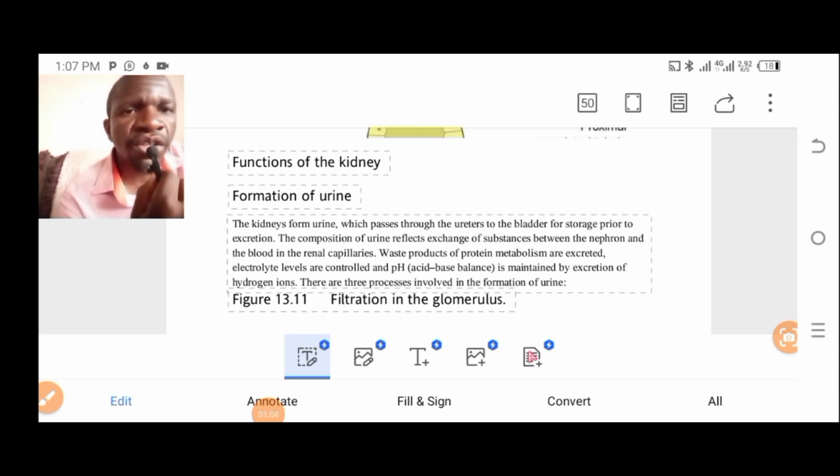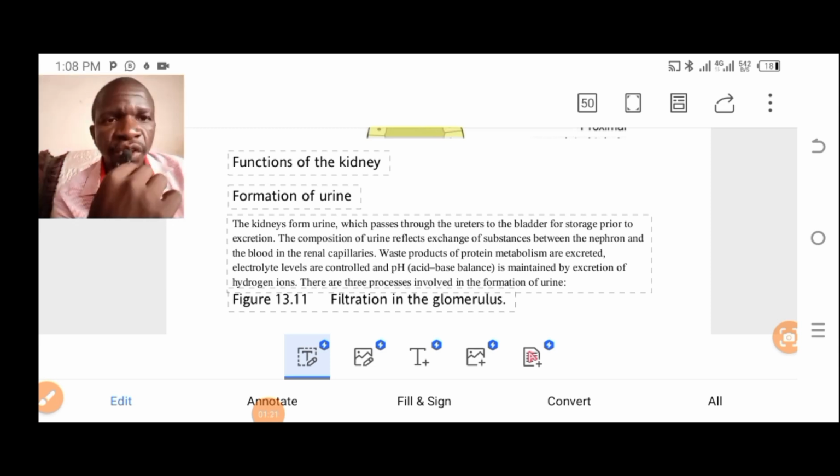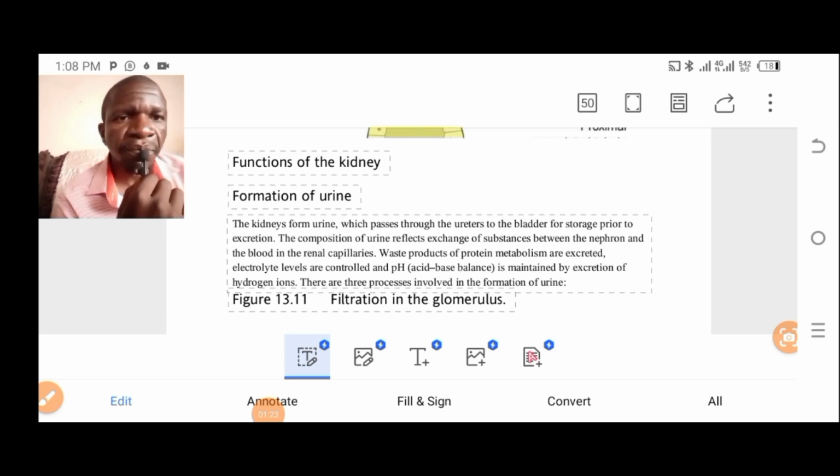I guess you've also seen the functions of urine. We have formation of urine. We have also elimination of waste products that are excreted. We have maintenance of electrolyte balance, and also water balance, and also pH balance, which is called the acid-base balance. All those are the functions of the kidneys. So let us look at urine formation.